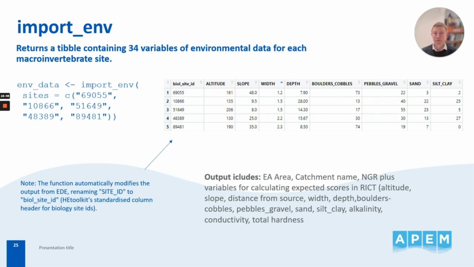location. And this includes information about the Environment Agency area, the name of the catchment that the site is located in, coordinate information, as well as all the variables that we need for calculating expected scores using the RICT tool. So these include variables such as altitude, slope, width and depth, and substrate information, as well as alkalinity, conductivity, and hardness.